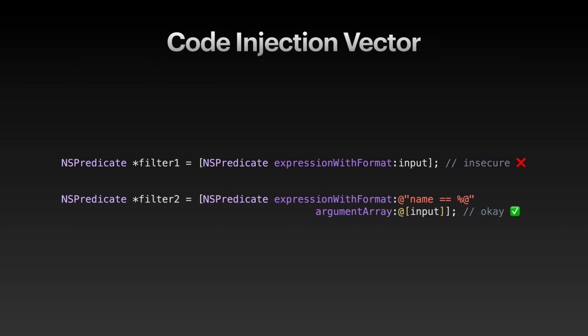For the code injection vector, if we can fully control this format string, we can just put some function expression inside it and call any code we like. But the second line of code, where the input is in the argument array, is still safe to use, just like parameter binding in SQL.